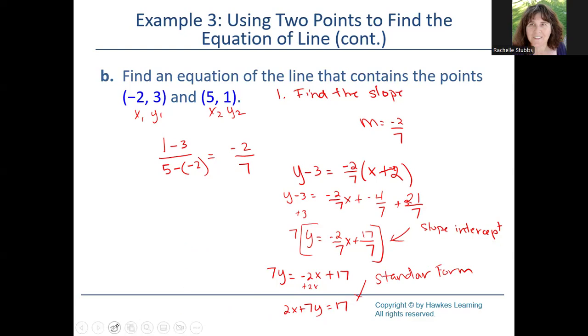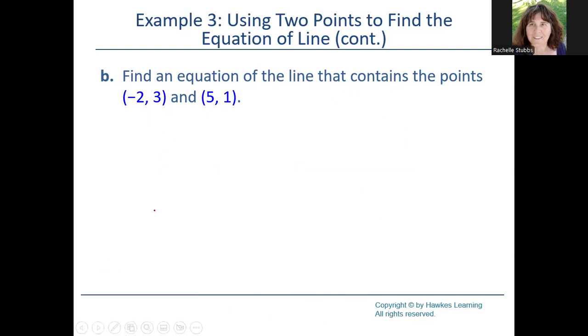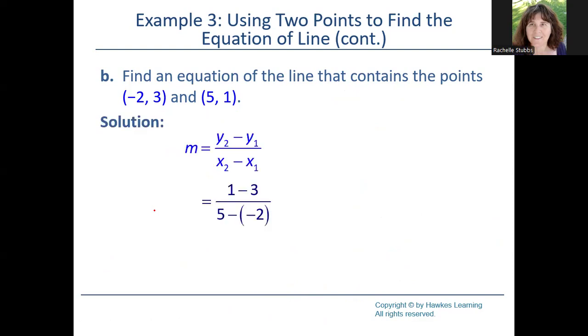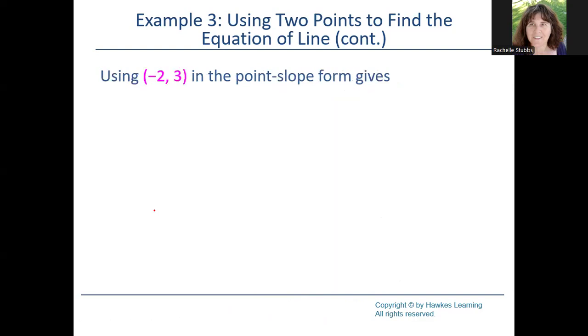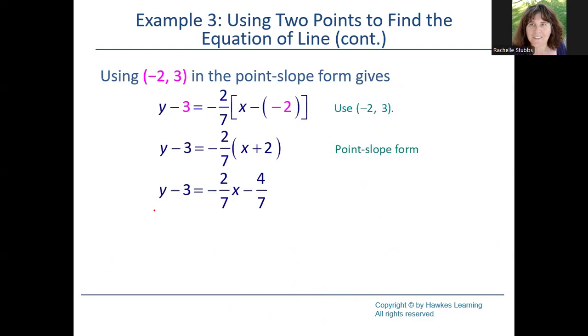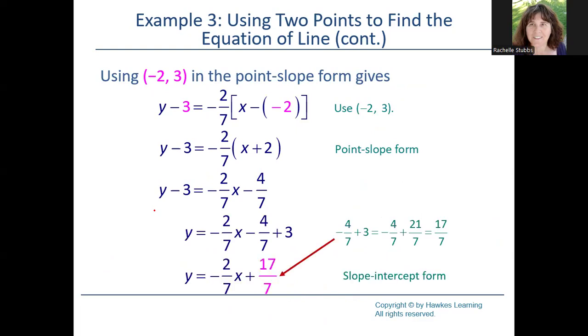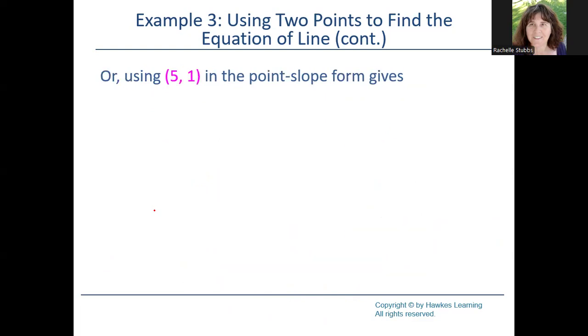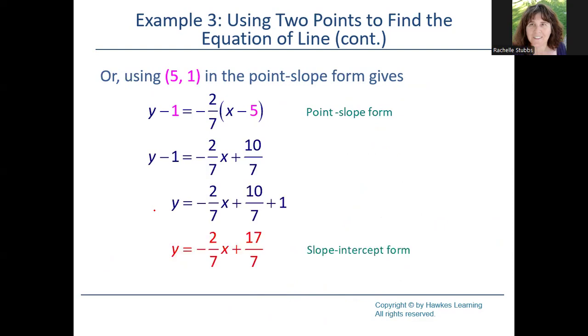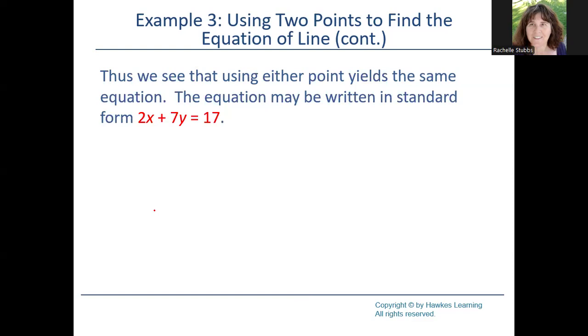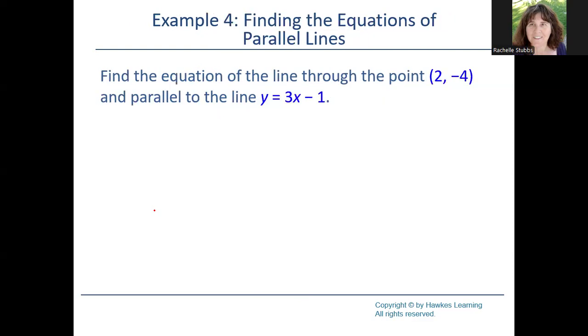All right. They'll find the slope. They'll use those points. Look, they used a different point than I did, but look at that. It turns out the same. I get the same slope intercept form and the same standard form. So it didn't matter which point I used. I could use either one, but I always just stayed with the one that I labeled x1, y1.